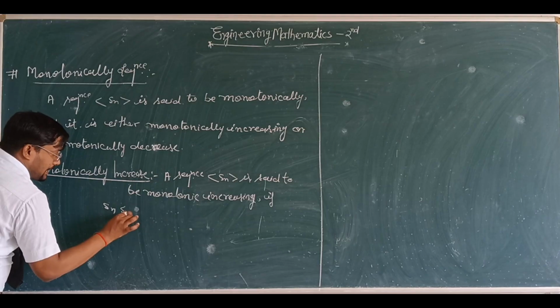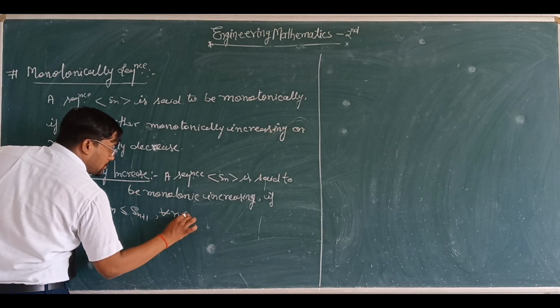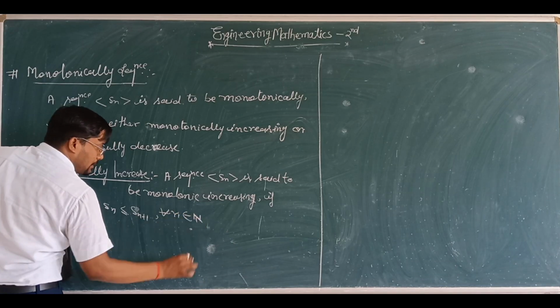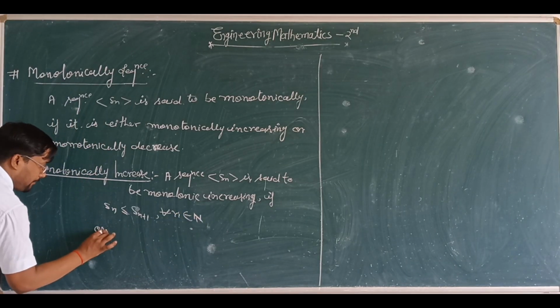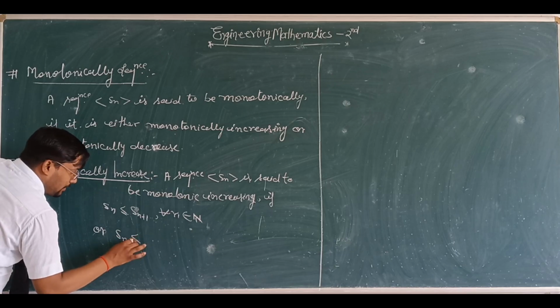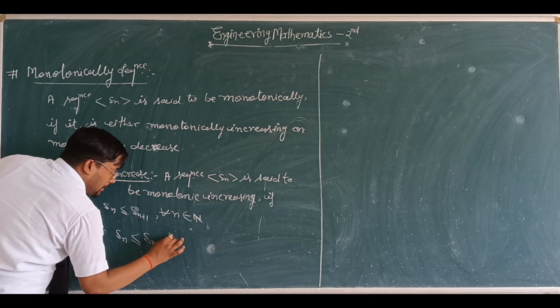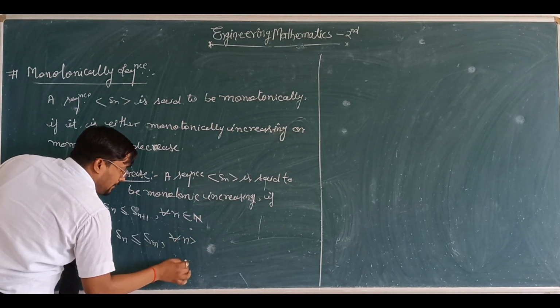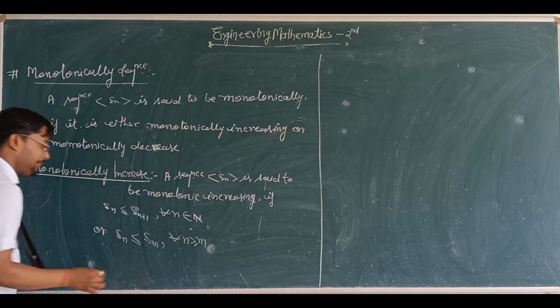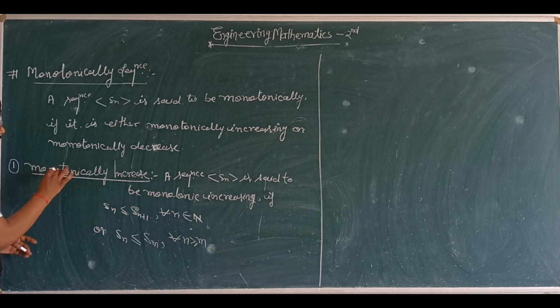Sn is less than or equal to Sn plus 1, for all values of n belonging to capital N, or you can say Sn is greater than or equal to Sm, for all values of n greater than or equal to m. This is called a monotonically increasing sequence.